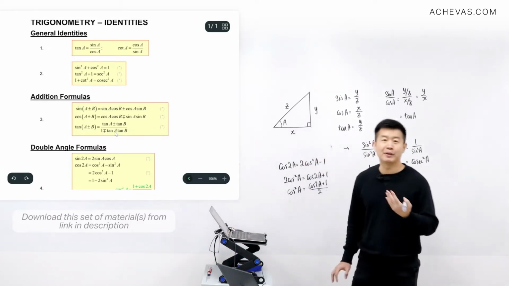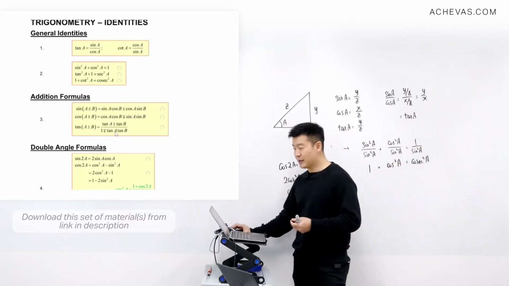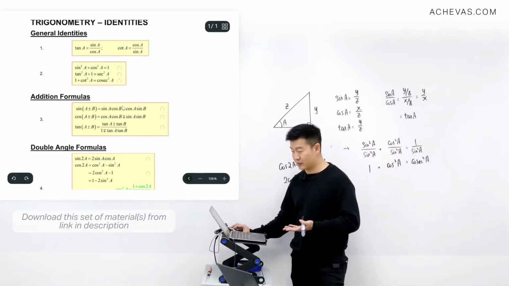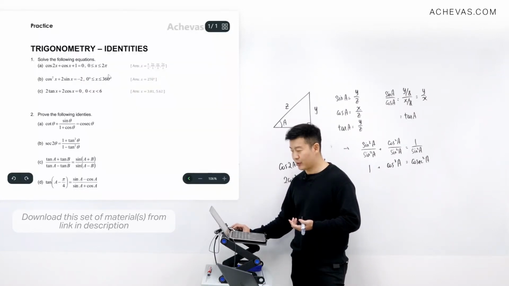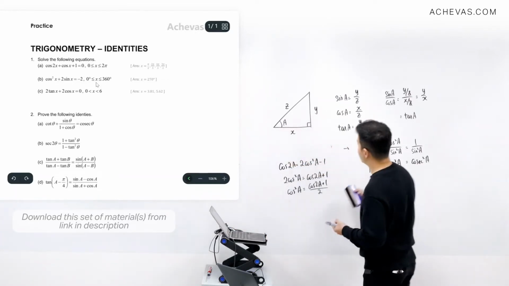Let me show you some applications that we are going to be facing in our exams, where we are going to be applying identities from the list that we have here. So let me show you some examples and we're going to practice this together. Let's say solving equations. Let's take a look at question number 1A.